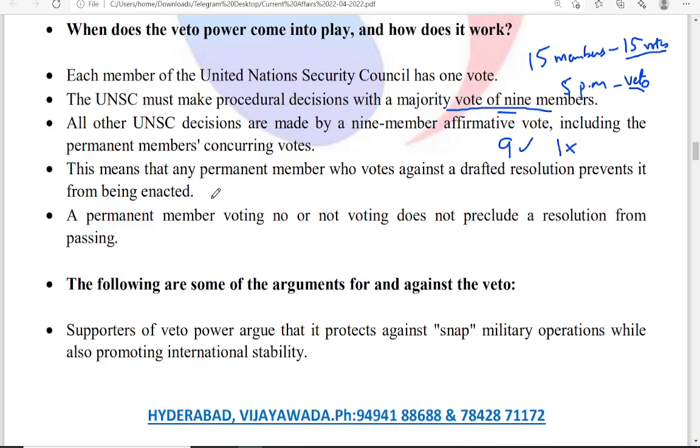So all the 9 members must have an affirmative vote, and at the same time the permanent members must have concurring, supporting votes. If any one of the permanent members votes against, that means it uses its veto power, then the resolution will not be enacted. So that's the reason why the power of veto is very important.